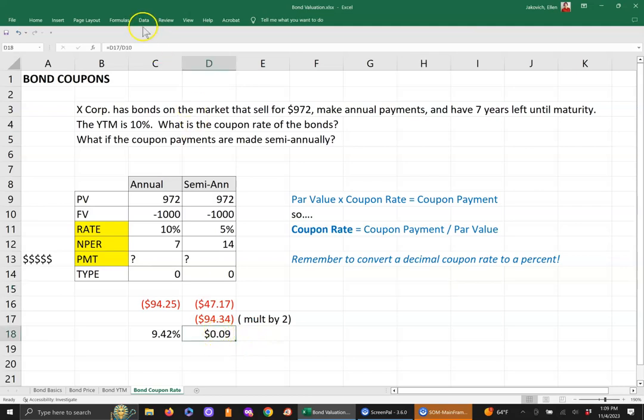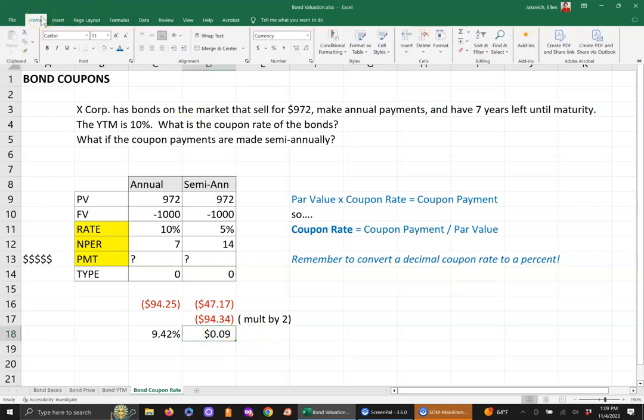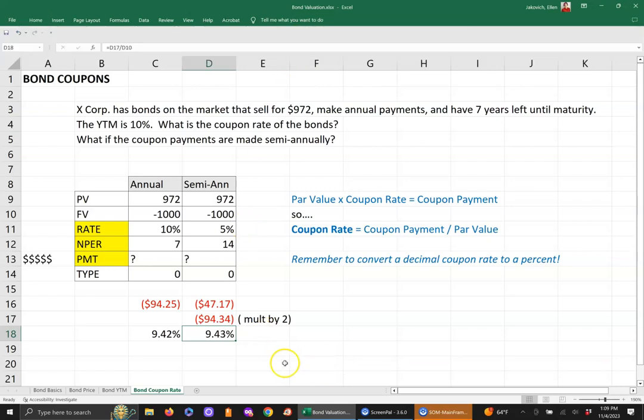So click on this, go back up to home, find the percent, click, and once again, I get 9%, but I need 2 decimal points. Increase decimal is right here. And I get just a slightly different result. When the payments are semi-annual, I'll have 9.43% is the coupon rate on the bond.